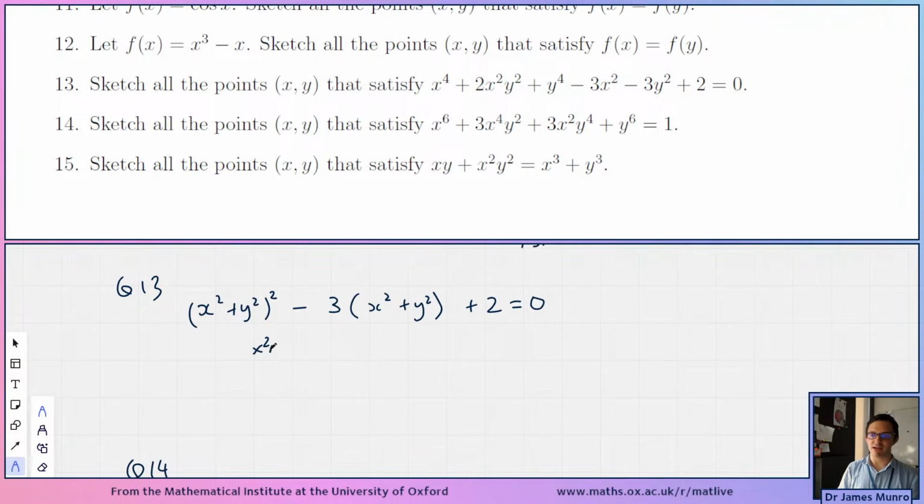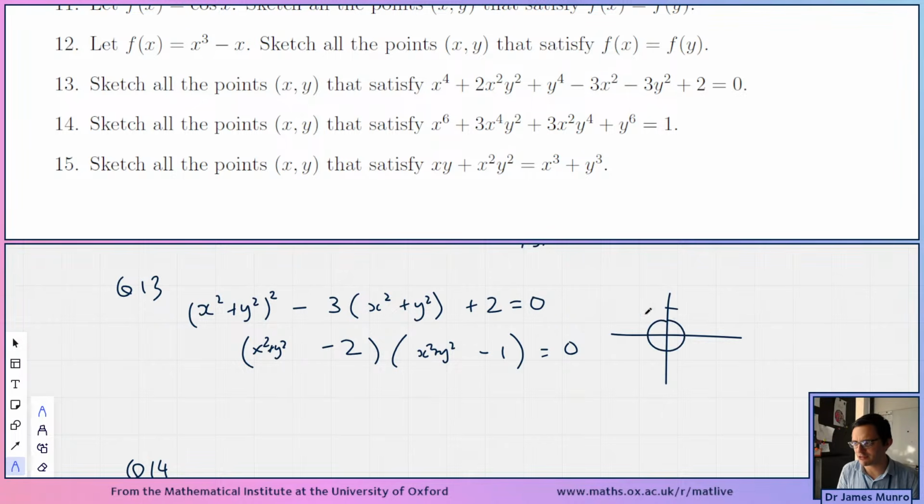So either x squared plus y squared, which I'm now writing as if it's all one symbol, maybe I should give it a name, but whatever, minus 2, times x squared plus y squared minus 1 should be equal to 0. So there's 2 possibilities here. Either this bracket is 0 or that bracket is 0. The first one is a circle of radius root 2, and the second one is a circle of radius 1. So this is the equation for 2 circles of different radiuses.